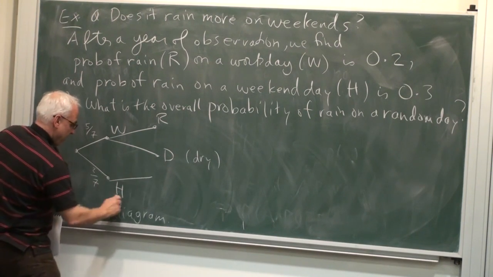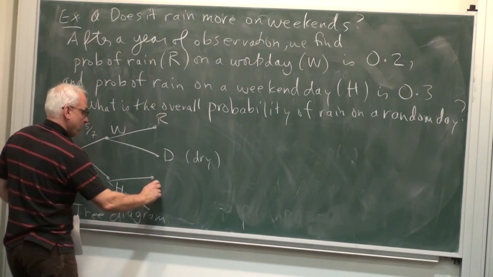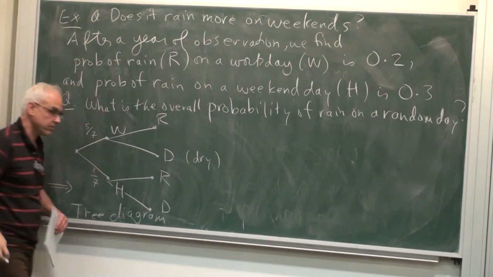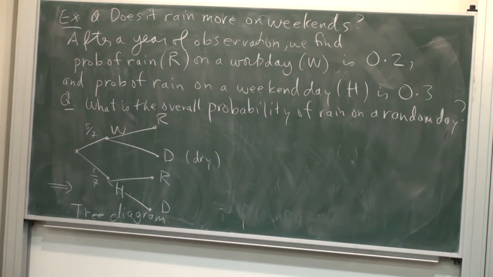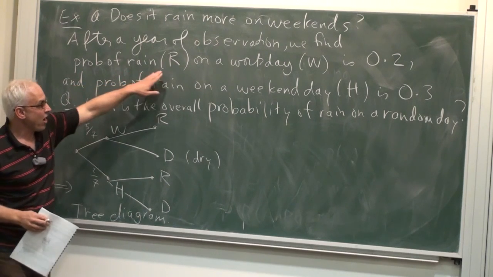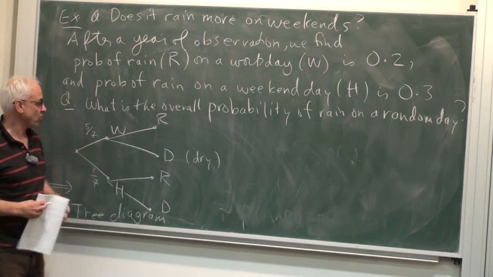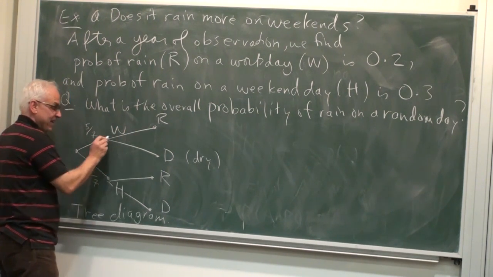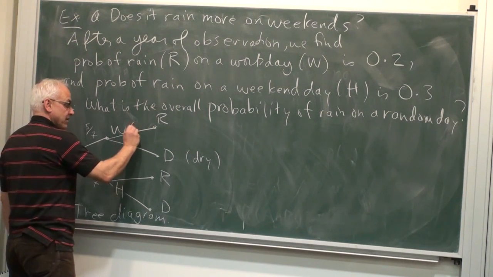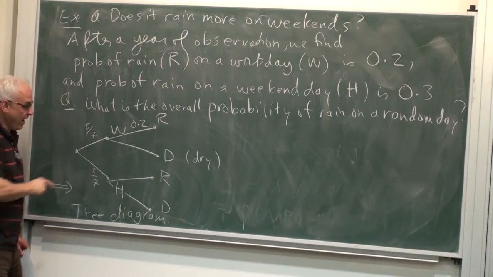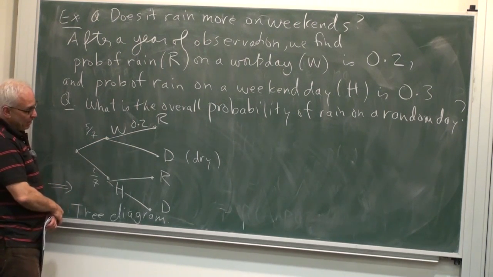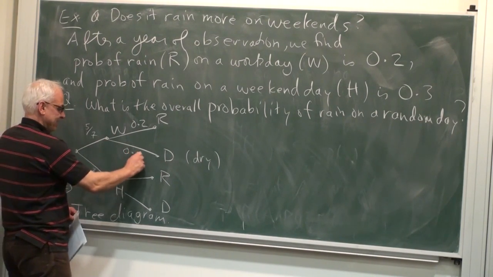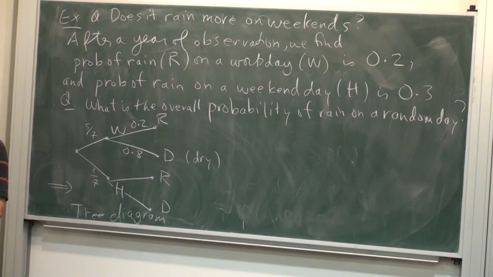Of course, that could also happen if it's not just a weekend day, but also a work day. It could rain or it could be dry. Now we're told that the probability of rain on a work day is 0.2. So the probability of getting to here, given that we're here, is 0.2. So I'm going to write 0.2 here. And that means that the probability of it being dry on a work day is 0.8, just 1 minus that one.